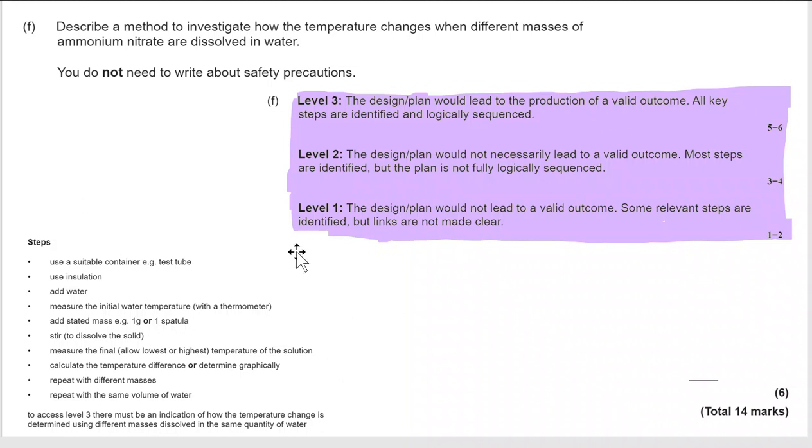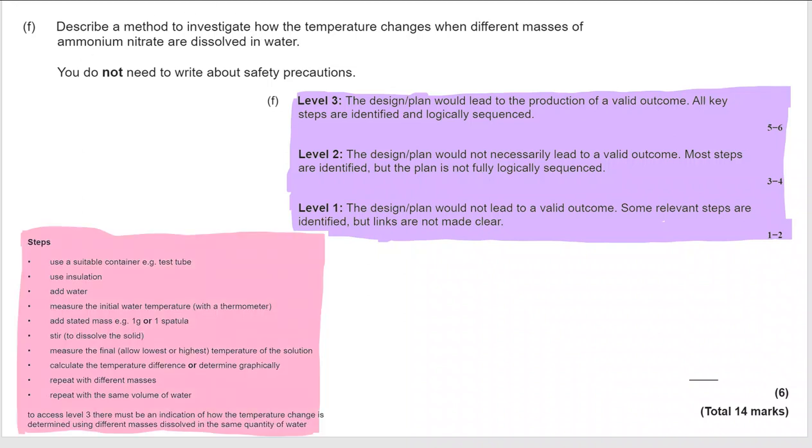Then we want to talk about, we measured the initial water temperature, let's measure the temperature after the reaction and work out what the difference is. So we've got a good structure for a method there, but remember we are comparing the temperature change when different masses are added. So we can then talk about repeating that whole experiment, but maybe with 2 grams, and then 3 grams, and then 4 grams. And finally, we can talk about control variables. So we will keep the volume of water the same.